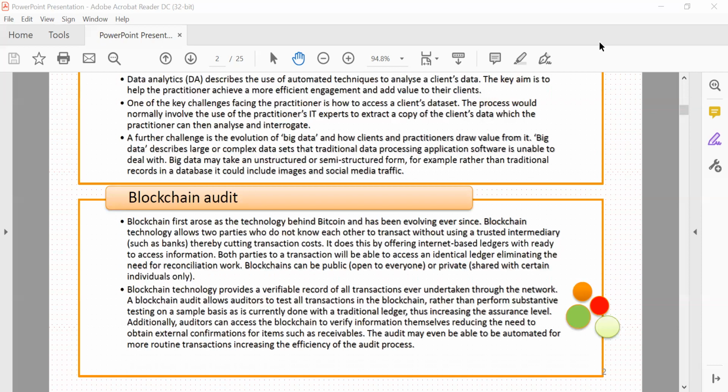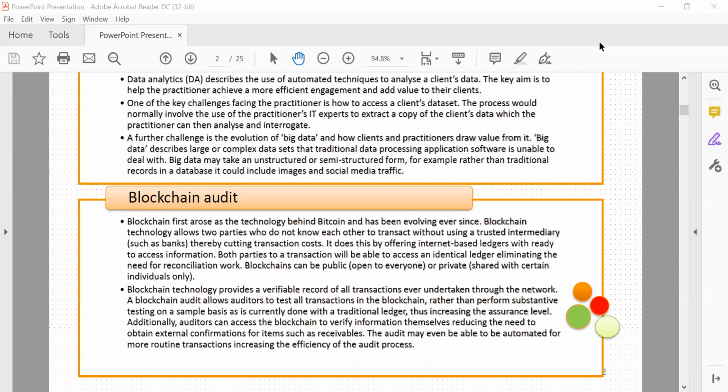So how is it able to pull this off? It does this by offering internet-based ledgers with ready-to-access information. Both parties to a transaction will be able to access an identical ledger, eliminating the need for reconciliation work.